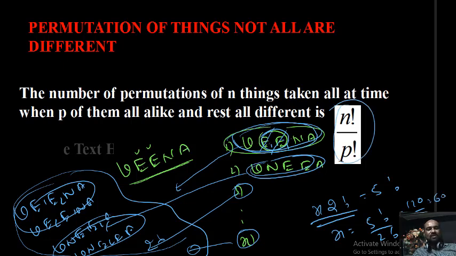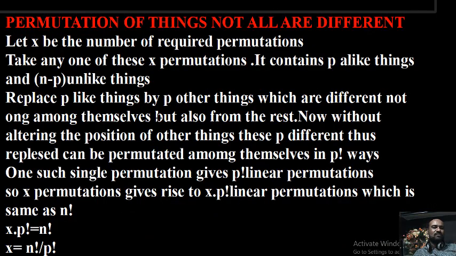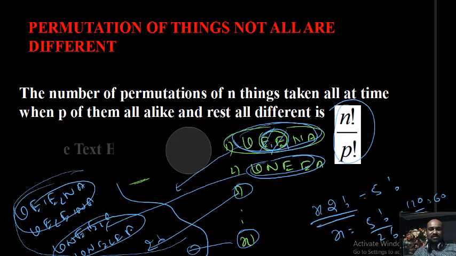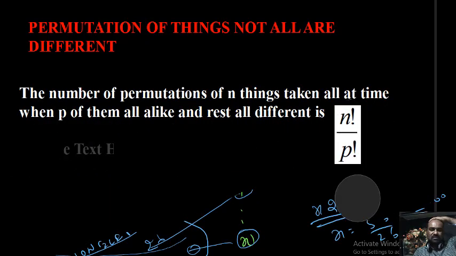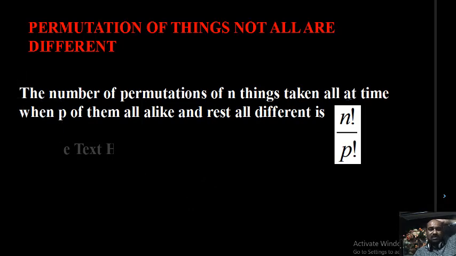Now I want to give the notes for this concept. Observe here. Permutations of things not all are different. Let x be the number of required permutations. This is the theorem: the number of permutations of n things taken all at a time when p things are alike and the rest are different is n factorial by p factorial.